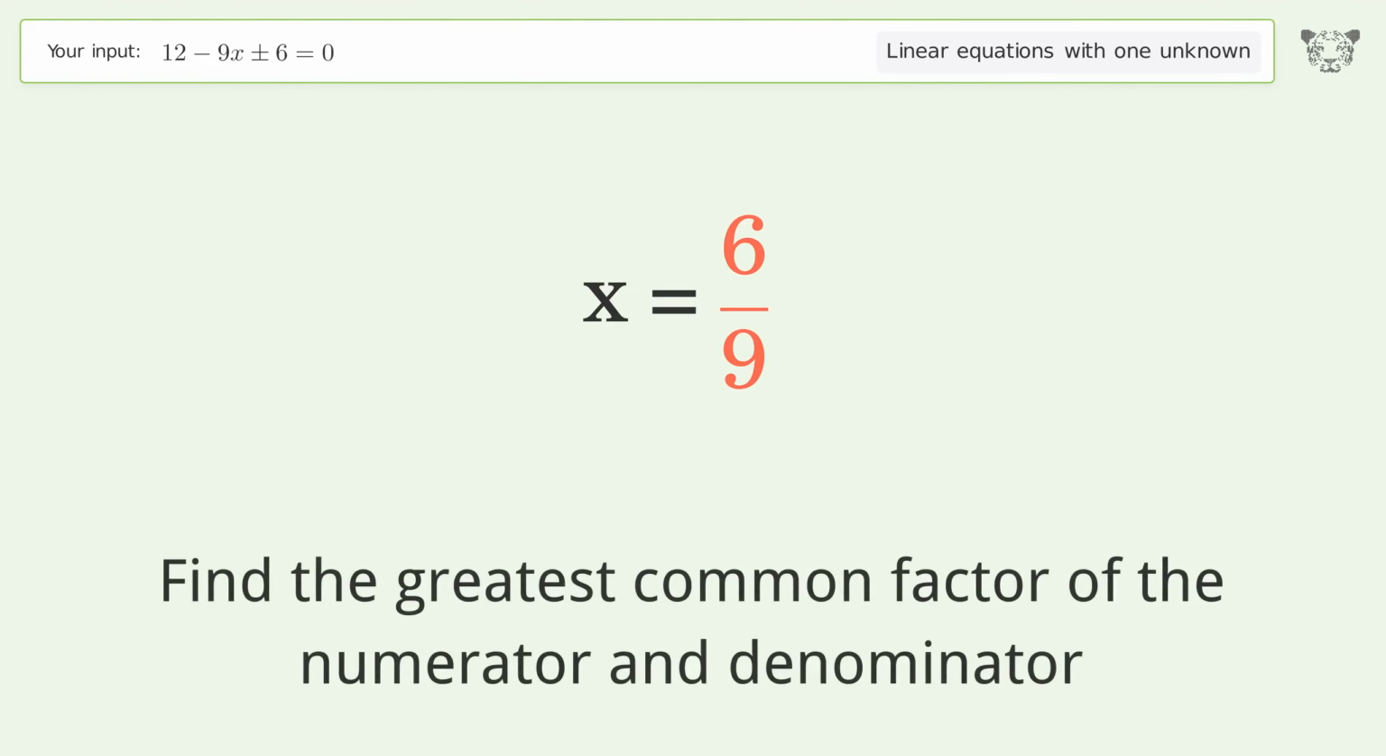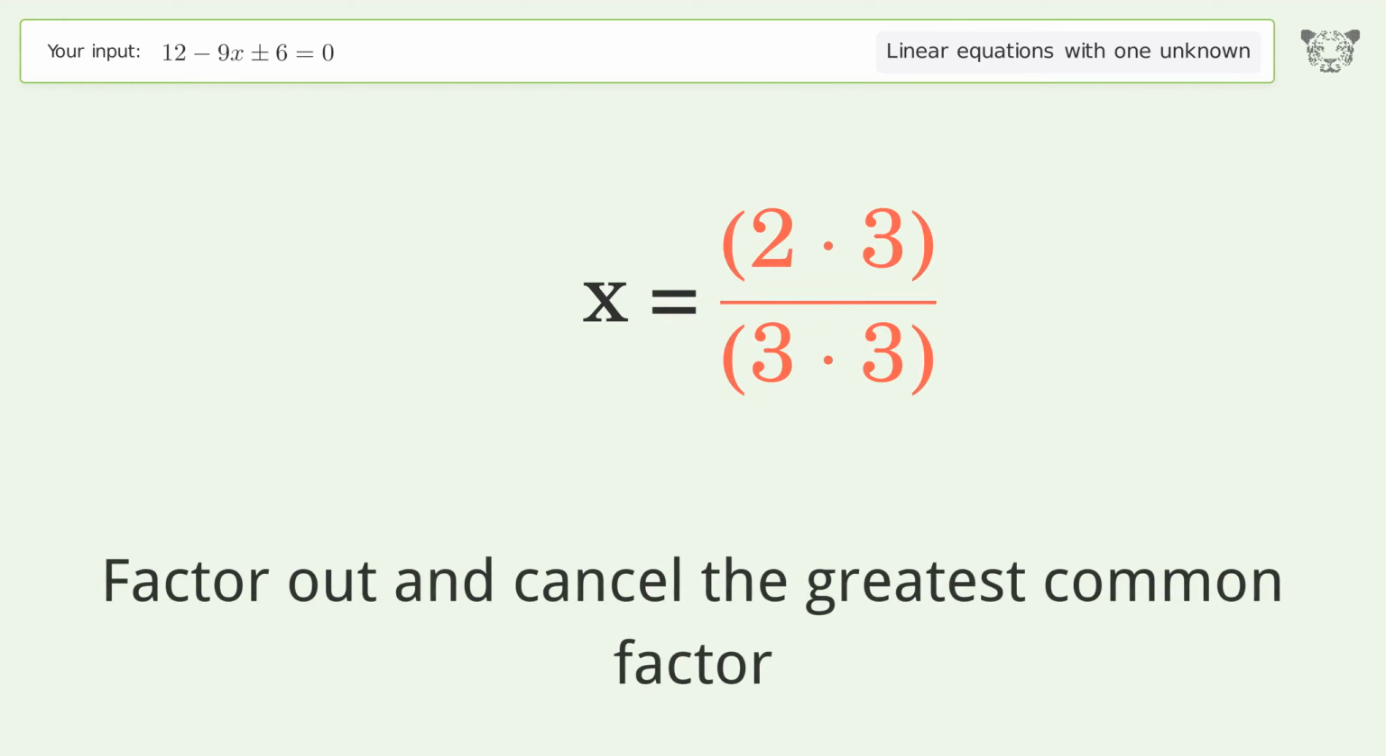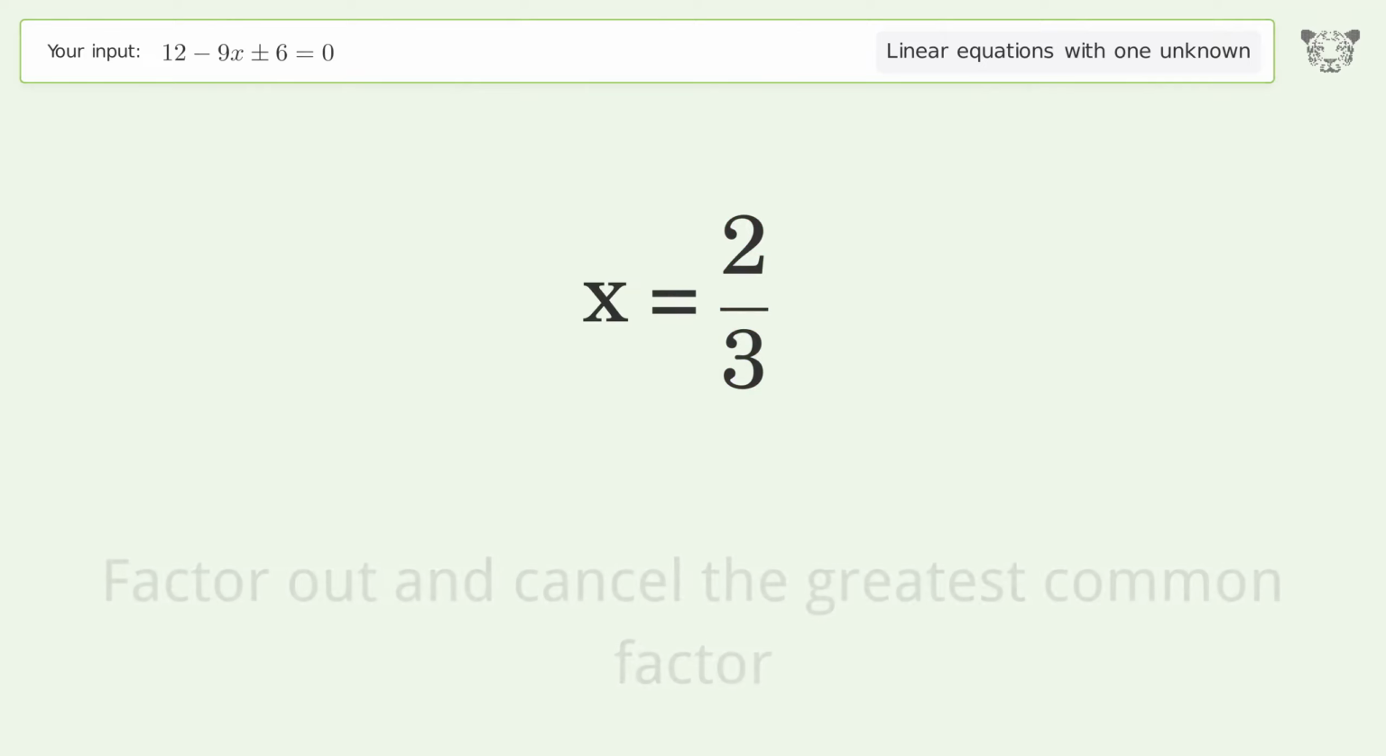Find the greatest common factor of the numerator and denominator. Factor out and cancel the greatest common factor. And so the final result is x equals 2 over 3.